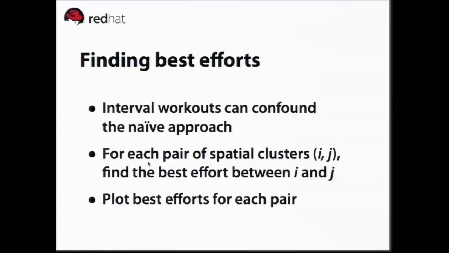But we can use the spatial clustering information we generated before. Since each sample window obviously starts and ends at a given point, we can only consider the best effort starting and ending in a given pair of clusters. And if we do this, we reject most spatially and temporally overlapping efforts. As a consequence, we can find the n best places to do workouts rather than just the n best workouts.